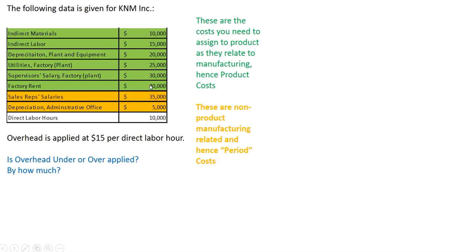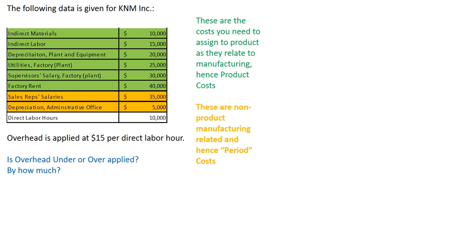have in our manufacturing overhead account, as opposed to sales rep salaries and administration office's depreciation, which is period cost, and we need to assign these costs after gross margin, so after cost of goods sold.